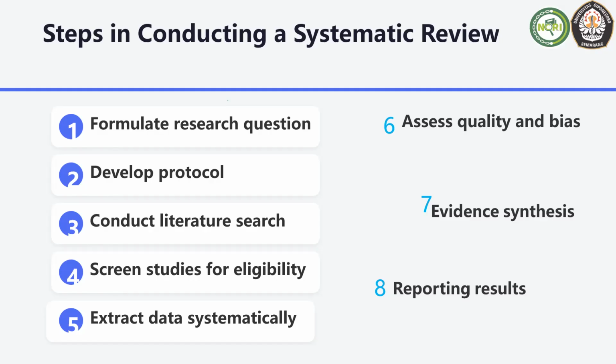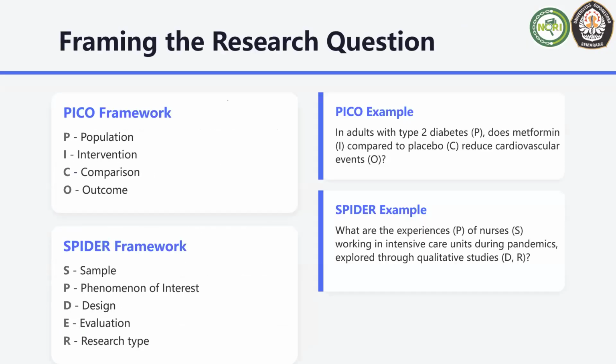And then the seventh step is evidence synthesis. So you gather all this evidence, all this information, and then you synthesize it, you make meaning out of it, and then you report the results, depending on whether you want it as a table, as graphs, or merged together in the form of a meta-analysis. So that will also be dependent on your predefined criteria in the protocol.